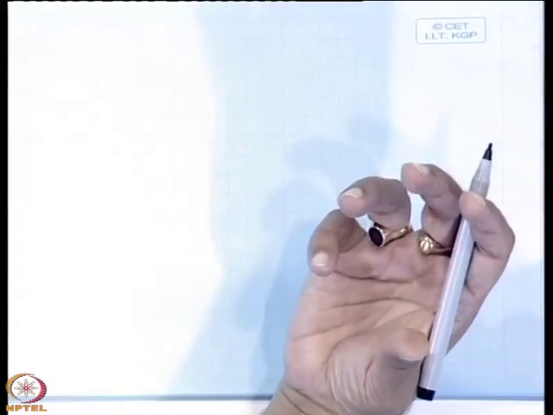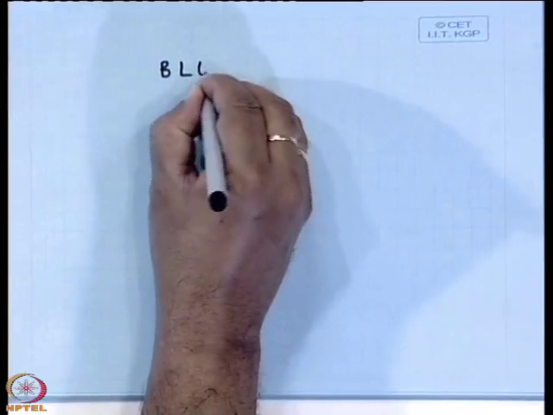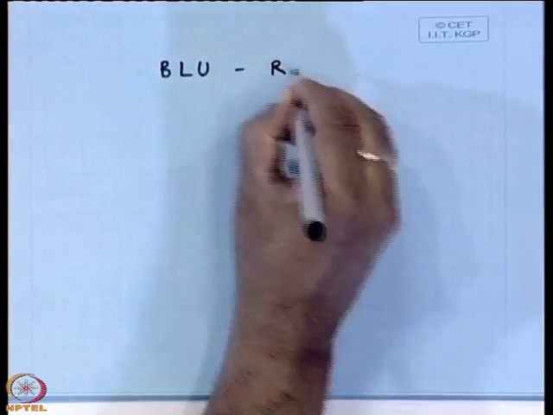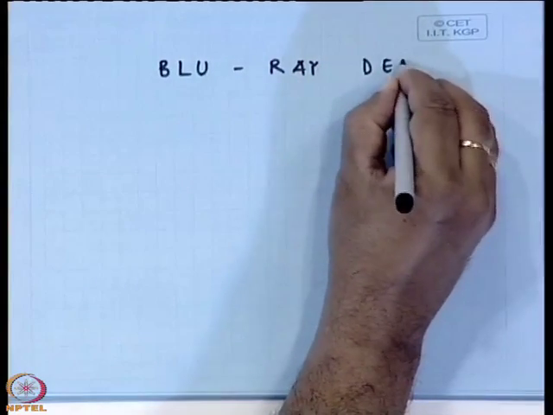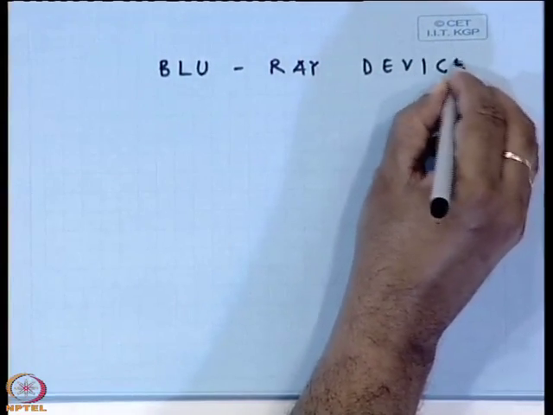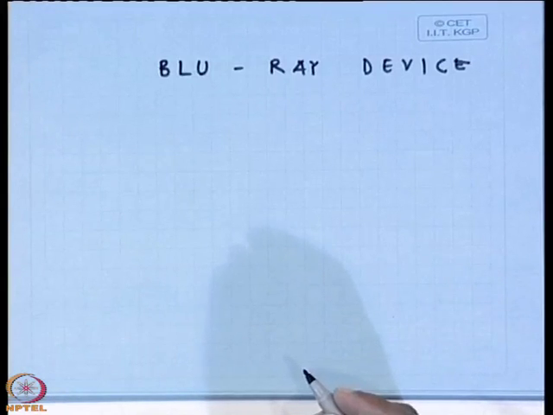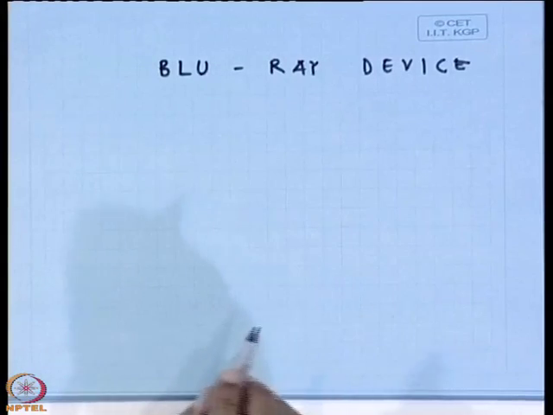You know that an optical storage device is nothing but a CD or DVD. Another optical storage device which has been in the market is known as Blu-ray device. This is Blu-ray device. So, I shall introduce this Blu-ray device first, so that you will be able to know why the electronic materials is very much important for human civilization.